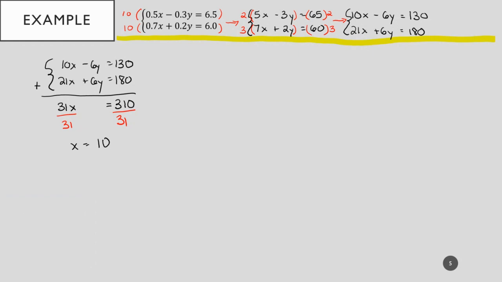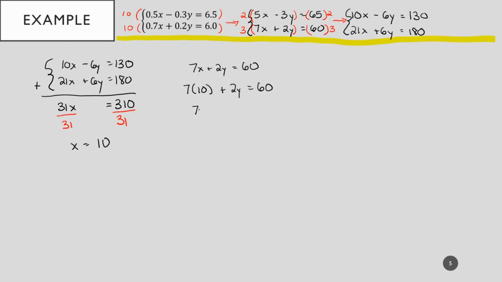If I plug it into the first equation, I'll have to deal with a -3 in front of y. And people like to deal with positives, so I'm going to plug it into the second equation because then I don't have to deal with a negative coefficient. The amount of work is the same, it's just that people make mistakes when they deal with negatives, so it's easier to avoid that. So I'm going to replace x in the 7x plus 2y equals 60 equation with my value of 10. So that's 7 times 10 plus 2y equals 60.